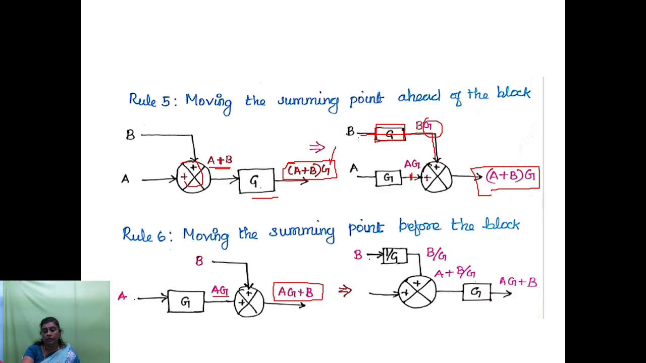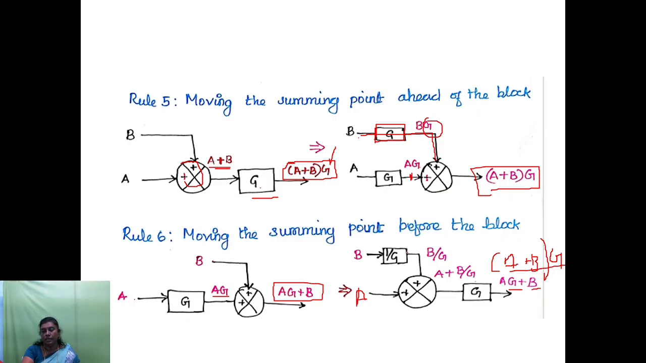Suppose I directly connect the B point to the summing point. Here the input is A, so what I will get is A plus B, the whole multiplied by G. But this is not my expected output because I should get AG plus B. So only A should be multiplied with G but not B.